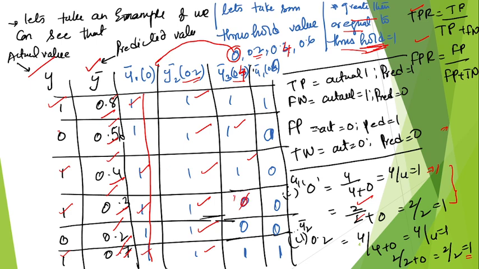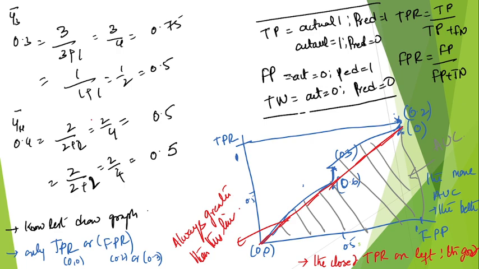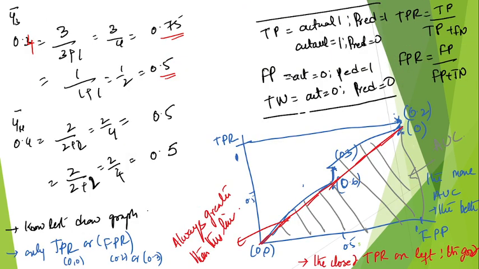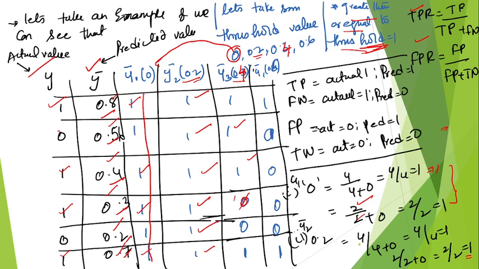So what is this? It's 0.4. So 3 by 4 is 0.75, and this is 1 by 2, which is 0.5. Correct? Why? Because how did we get 3? What is 3? True positive. Actual 1, predicted 1. Actual 1, predicted 1. Actual 1, predicted 1. So I've got 3.